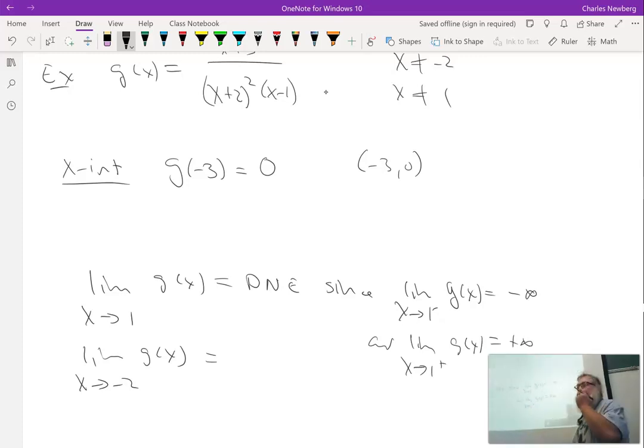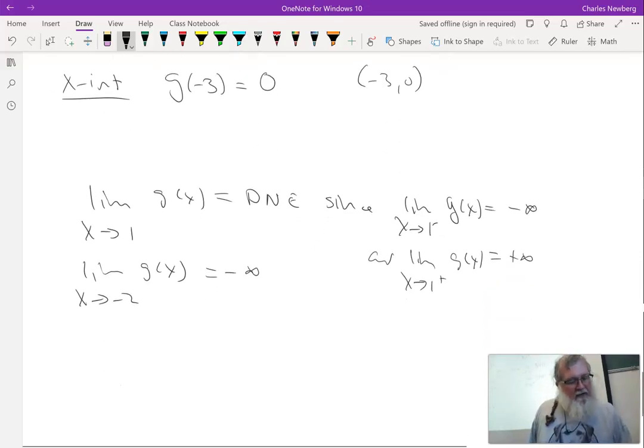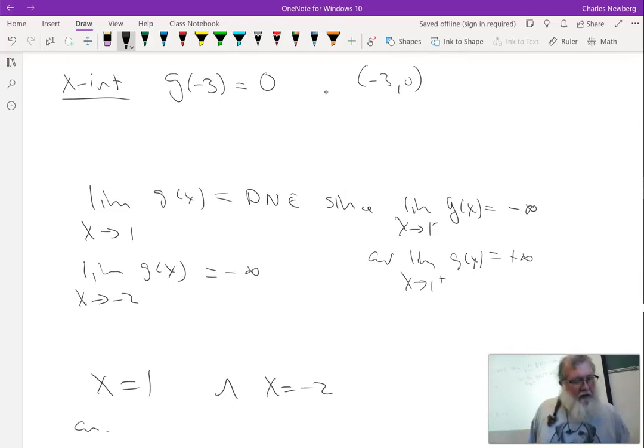Now, what's the limit as x approaches negative 2? It is negative infinity, right? Now, what do we know? Well, we know x equals 1 and x equals negative 2 are vertical asymptotes.